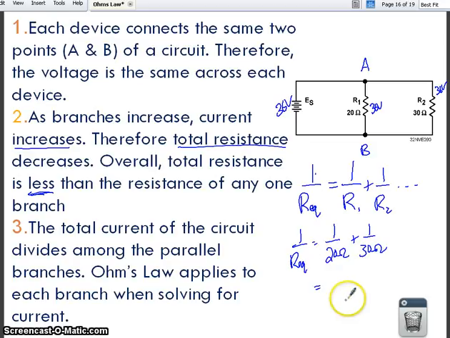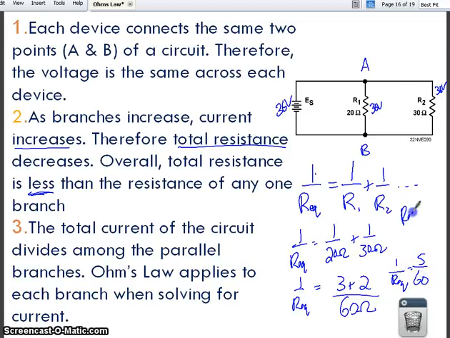Common denominator of 20 and 30 is 60. 20 goes into 60 3 times. 30 goes into 60 2 times. So we get 1 over R EQ equals 5 over 60. And notice this is the reciprocal, so we have to flip it.